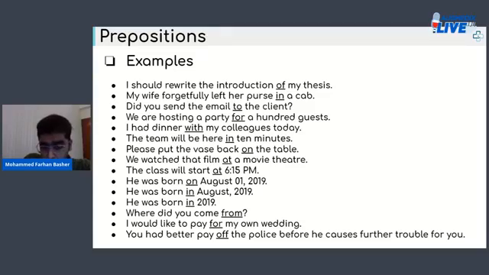However, opposite to this stands pay off. So pay off is again making a payment, but this time it is not for anything positive, but rather something negative. So for example, you may want to bribe a crooked police officer. Instead of saying bribe, you could also say pay off. So you could say you had better pay off the police before he causes further trouble for you. So here pay off means to bribe. Okay? All right. I hope this is clear.